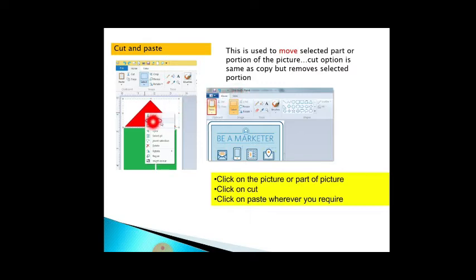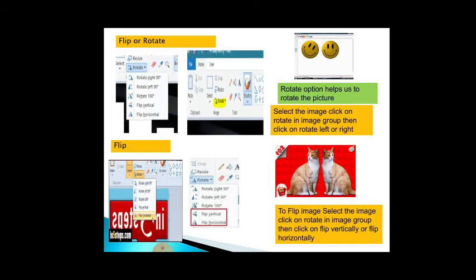If you take a copy, you get two images. If you do cut, you get only one image, which is going to be pasted. One image is gone, only one image is left. So click on the picture or part of a picture, click on cut, and click on paste wherever you require.